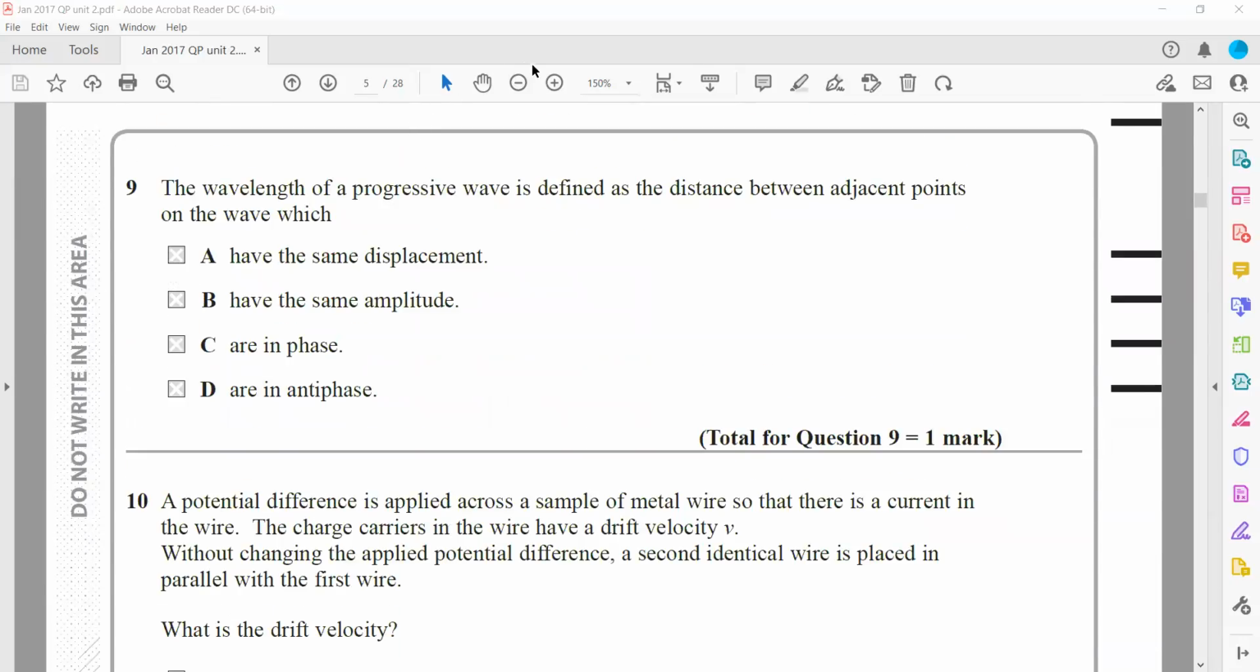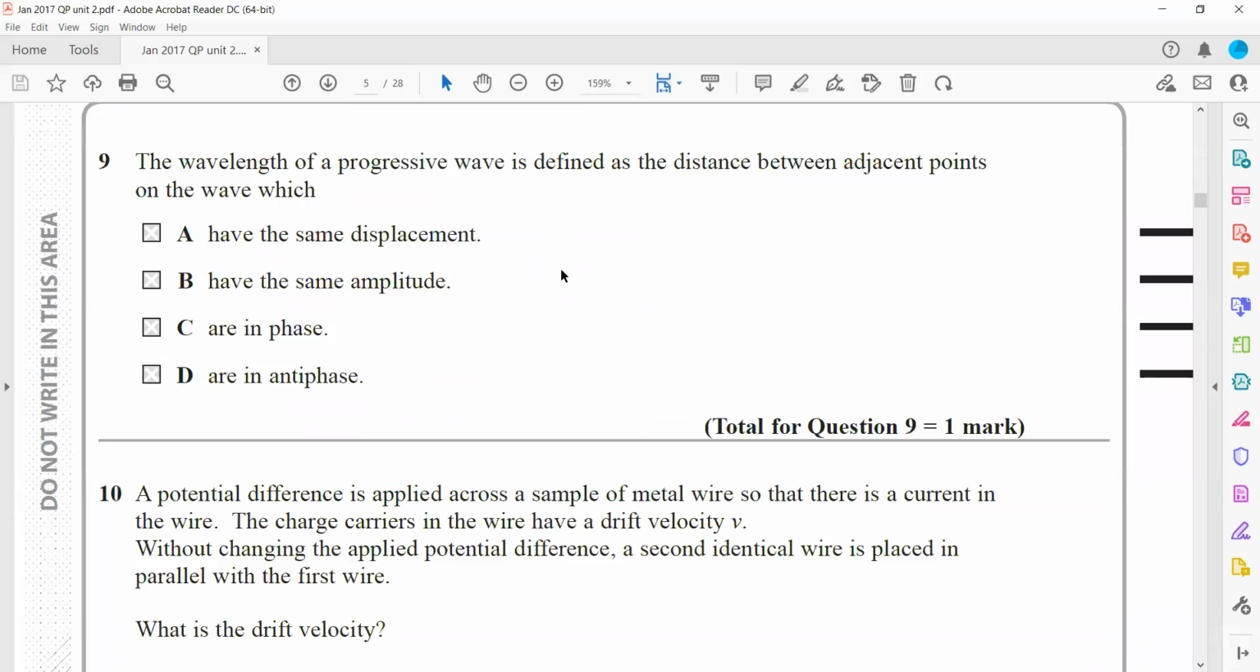In question 9, the wavelength of a progressive wave is defined as the distance between adjacent points. So if you have a progressive wave, how do we define the term wavelength? Progressive wave means the wave which can travel from one place to another. So what is the wavelength? Wavelength is the distance between two identical points, or two points which are in phase.